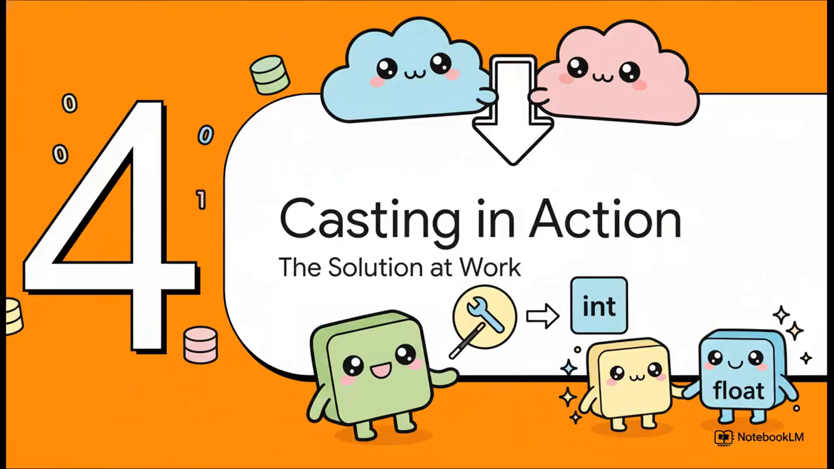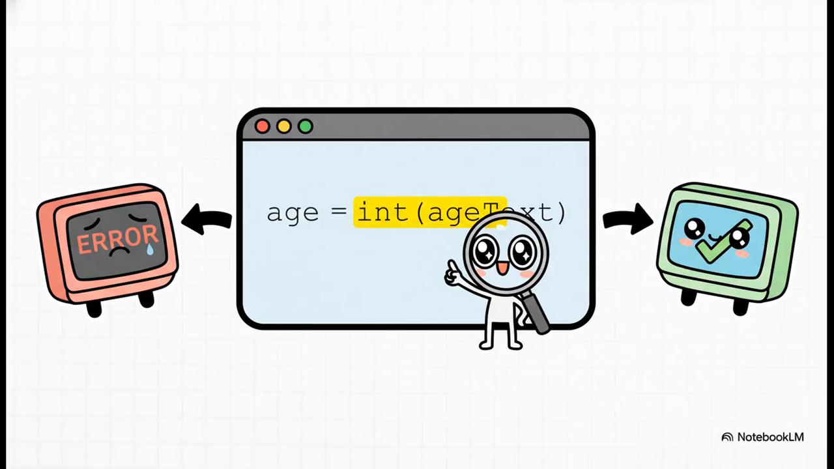All right, theory is great and all, but this stuff really starts to make sense when you see it in some actual code. So let's see casting in action. And there it is. This is the fix for that first program that kept breaking. Now look really closely at that second line of code because that is where all the magic happens.